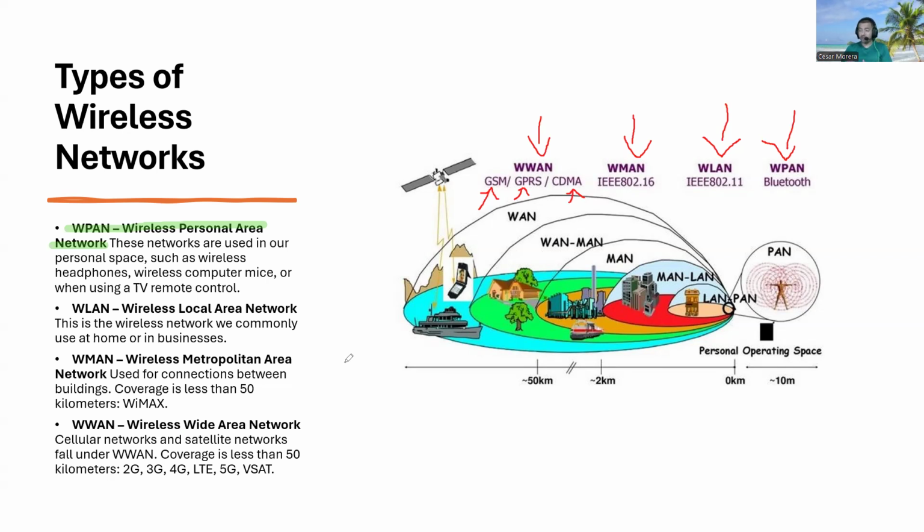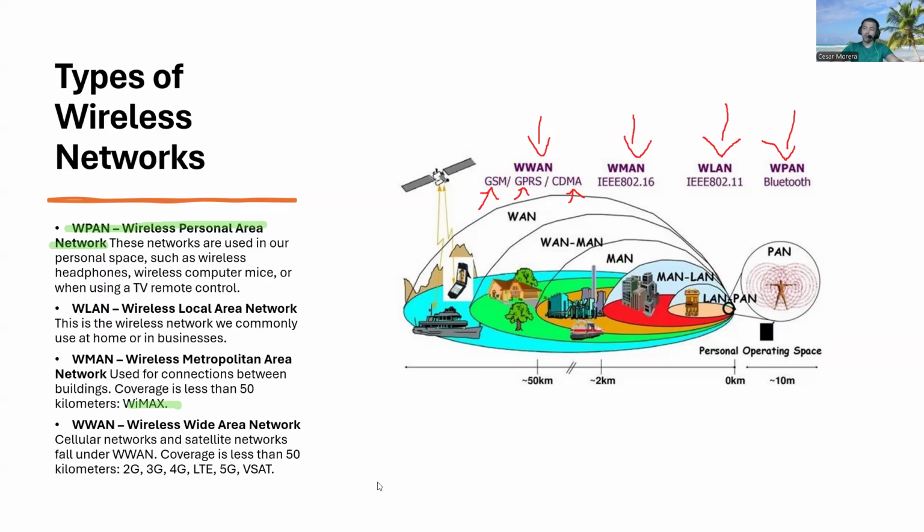What else do we have? Okay, we have WLAN, Wireless Local Area Network. This is a wireless network we commonly use in our house or in a business. WMAN, Wireless Metropolitan Area Network, used for connections between buildings. Coverage is less than 50 kilometers, and this is WiMAX. So we already saw that it is about 31 miles. And the other one that we saw before, the one for 150 kilometers, was around 93 miles.